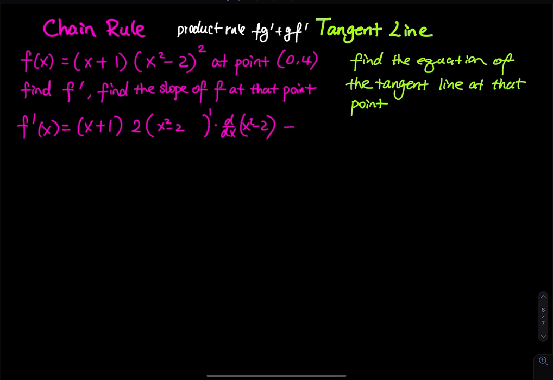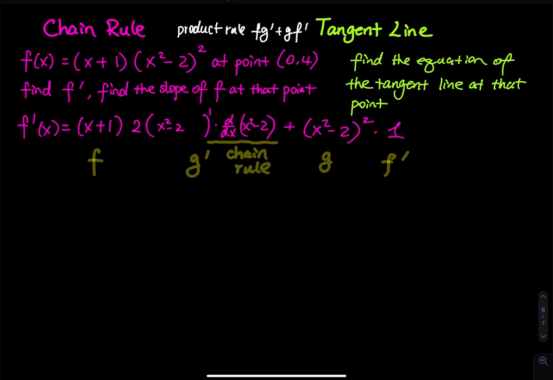And then we plus g f prime: x squared minus 2, squared, and then the derivative of x plus 1, which is equal to 1. So let's do some labeling. This is f, and then this is a g prime, and then this is g, and then this is a f prime. And then what happened in here? This is a chain rule. So that should make your notes much clearer. So when you take the g prime, there is a chain rule in the g prime.